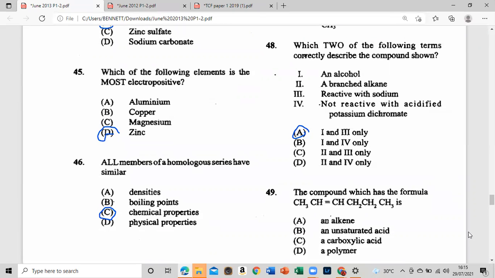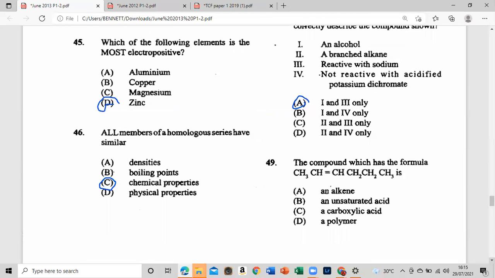49. Compound which has the formula CH3, CH equals CH, CH2, CH2, CH3 is an alkene. So everyone should know that this is a repeat one. Just by reading, I knew the answer.